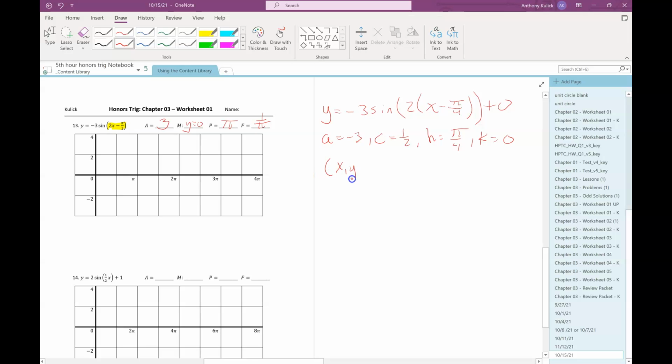Now that I have that, I'm going to write my transformation map. So I have Cx plus H, Ay plus K, and the K is 0, so I'm not even going to write that. And then I'm going to copy in my key points for sine. These are things that I would give you on a test or a quiz, so you don't have to memorize that kind of thing.